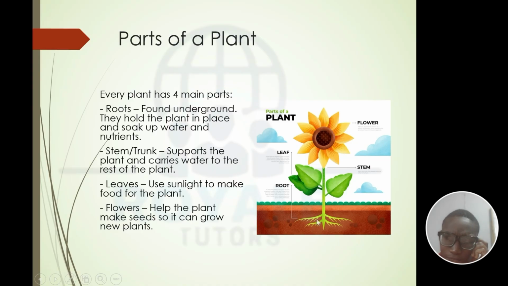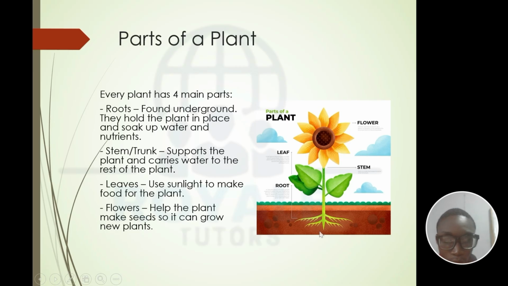But why are they inside the ground? What do they do there? What they do is hold the plants in place. So that's the part of the plant that helps to hold the plant firm to the ground, to the soil. Now, they don't just hold the plants, they also take up water and nutrients for the plants.